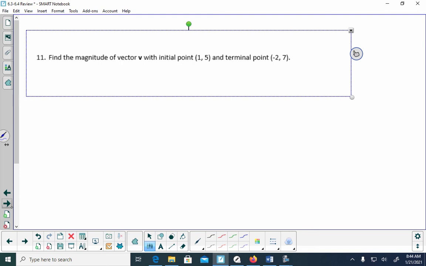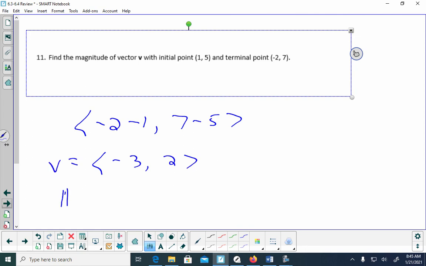Number 11, find the magnitude of v with an initial point (1, 5) and a terminal point (-2, 7). So I'm going to take terminal minus initial, so -2 minus 1, and then 7 minus 5. When I do that, I get (-3, 2). And it wants the magnitude. So this is v, and to find the magnitude of v, I'm going to do the square root of (-3) squared plus 2 squared. And that's going to be 9 plus 4, 13, square root of 13.